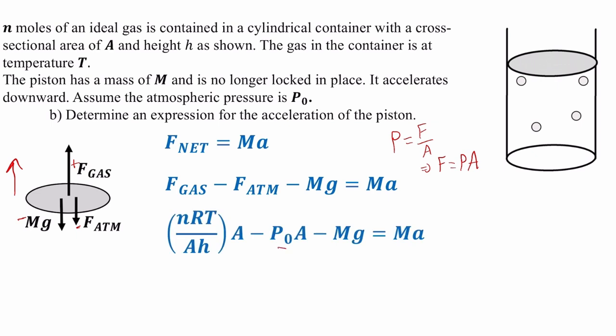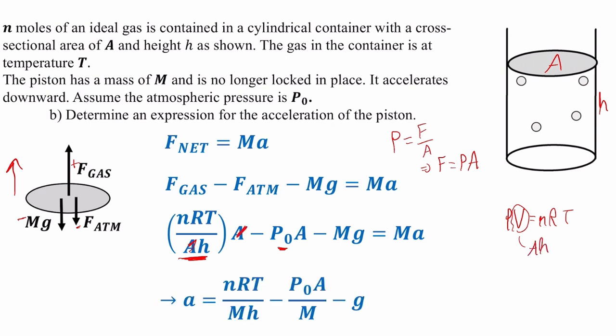Okay, so atmospheric pressure is given as P sub 0. That part's simple. The expression for the pressure of the gas I got from part A. This is from the ideal gas law, PV equals nRT, where again the volume was given as the height of the cylinder times the cross-sectional area. And solving for acceleration, I get this expression here. nRT over mh is the acceleration due to the gas. P sub 0 A over m is the acceleration due to the atmosphere, minus g, the acceleration due to gravity, and that gives the total acceleration of the piston upwards.